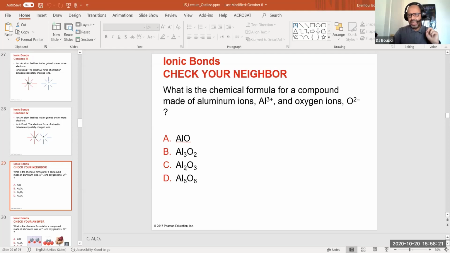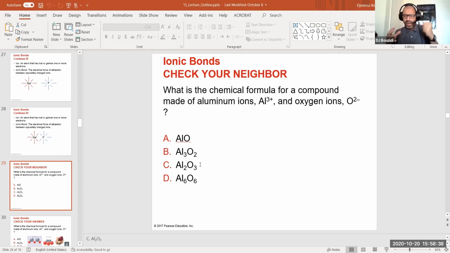How about this one, C? 2 times 3, that's positive 6. 3 times negative 2, that's negative 6. Positive 6 minus 6, this is a neutral molecule. This is a stable molecule. This is basically now chemically bound via ions.